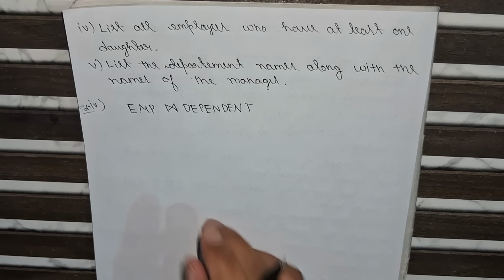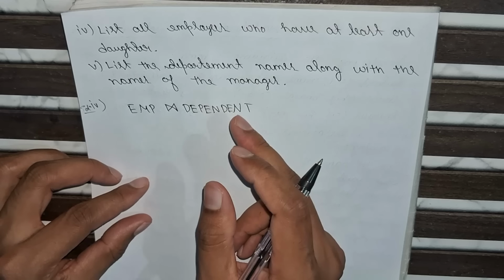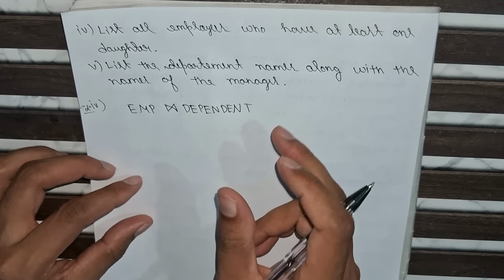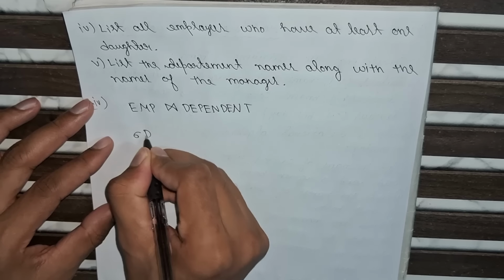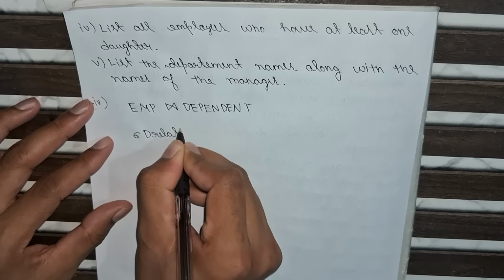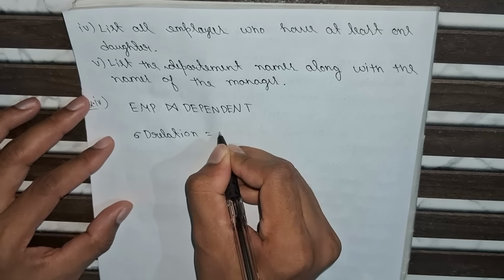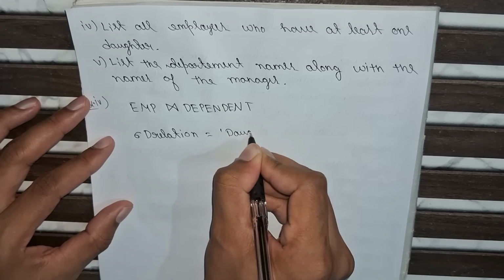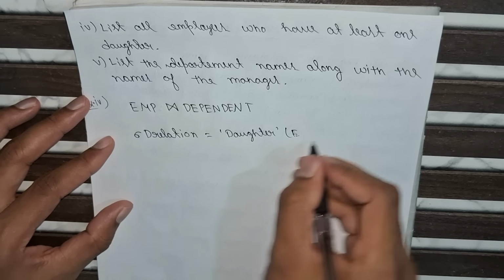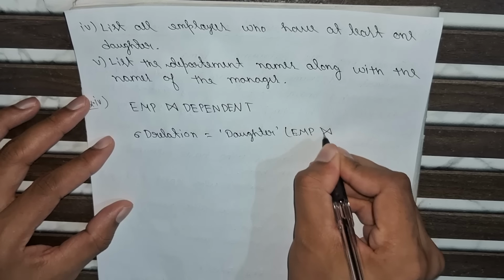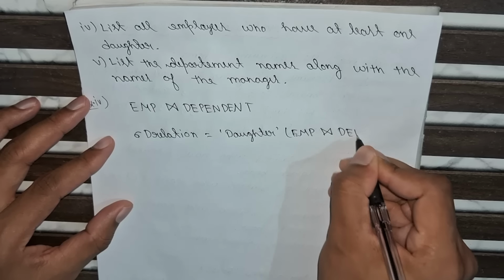So from here we can easily get the daughter part. So now our next step is select only those records where the dependent relation is daughter. So how we will do this? We will select D relation. So we will choose only which have daughter. Then again we will write the same part here, which is nothing but employee join dependent.